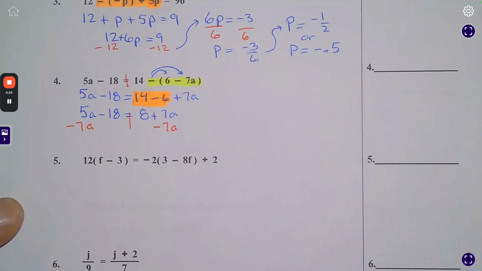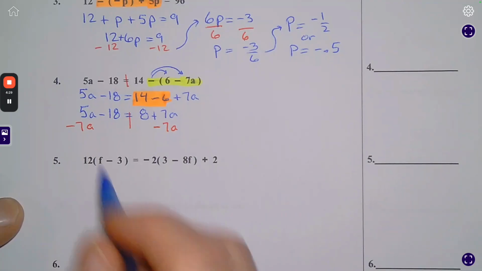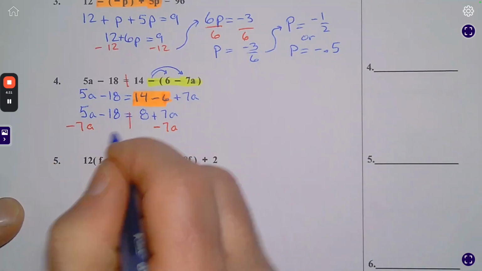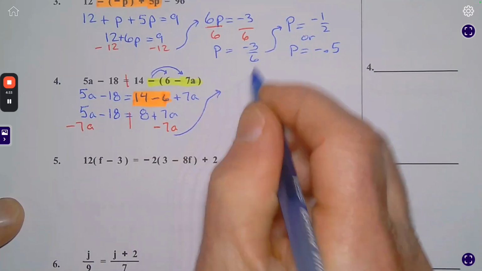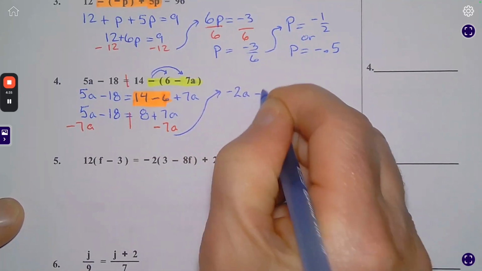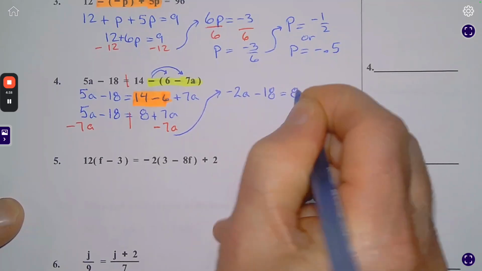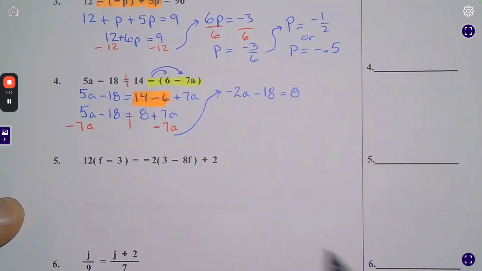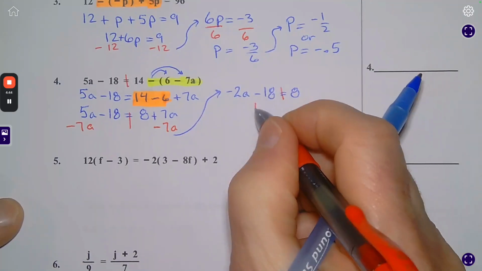Simplify, that means perform the operations you just did. So 5 minus 7, I'm going to go up over here. That's negative 2a minus 18 equals 8. Again, notice how I'm staying organized. I'm not trying to do too much at once. Just getting it done one step at a time.